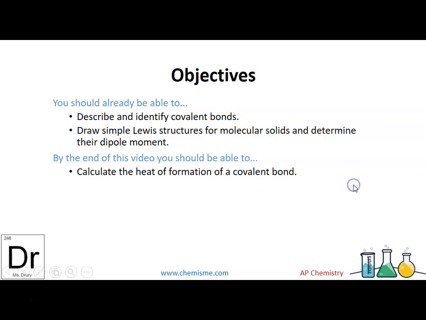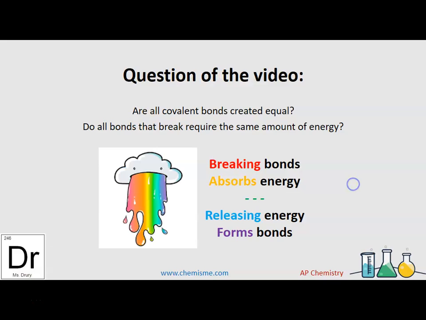This video is about covalent bonds. You should already be able to describe and identify covalent bonds and draw simple Lewis structures to determine their dipole moment. But by the end of this video, we'll review that as well as calculate the heat of formation of a covalent bond. So the question of the video is, are all covalent bonds created equal?